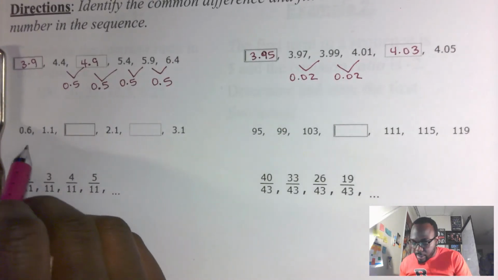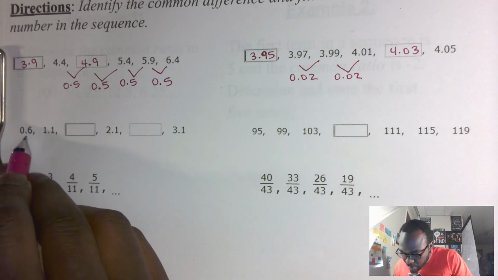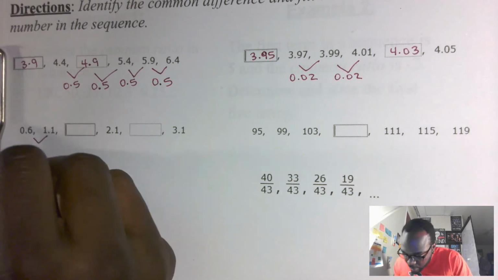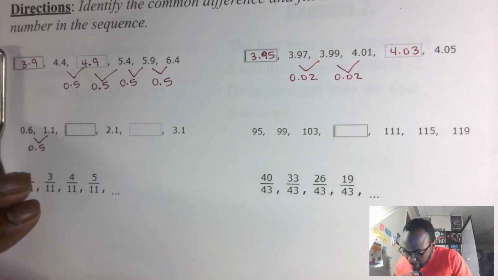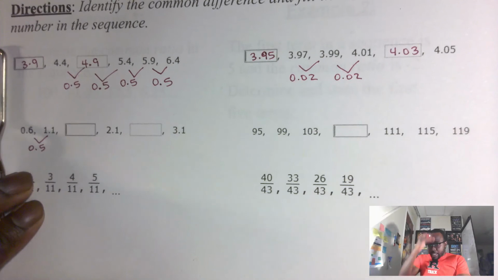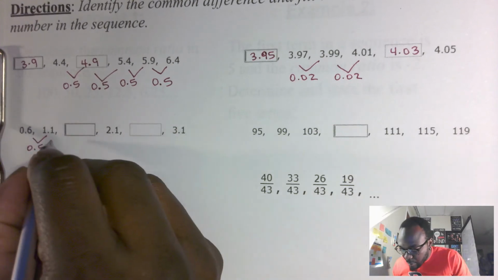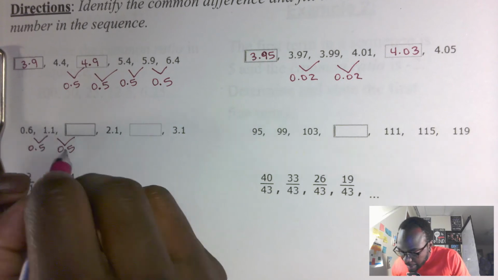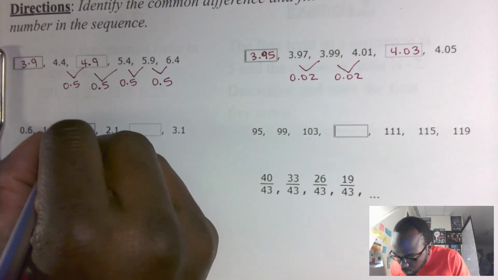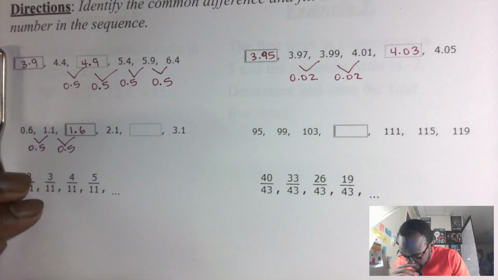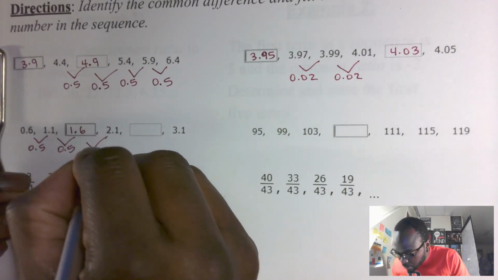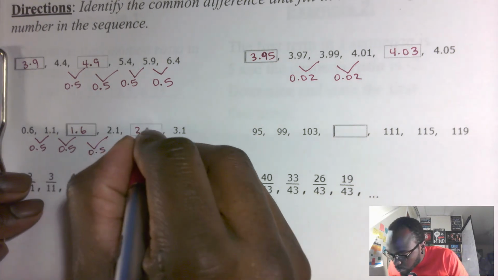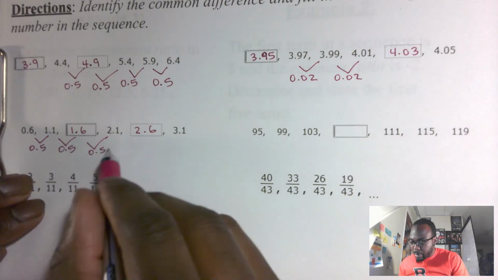So let's look at this other example. You go from 0.6 to 1.1. There's a difference of what? There's a difference of 0.5. All right. So if we're estimating that this is the common difference, if my common difference is 0.5, again here, I add 0.5 to 1.1, it's going to give me 1.6. Common difference here is 0.5. So I add 0.5 to this is going to give me 2.6. And the pattern goes on and on.